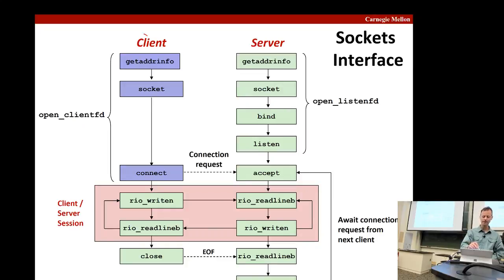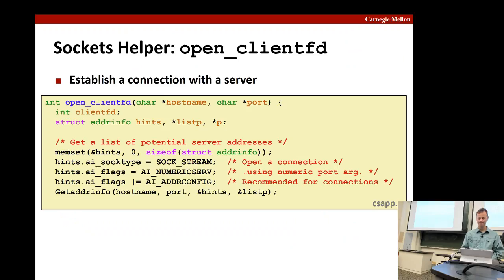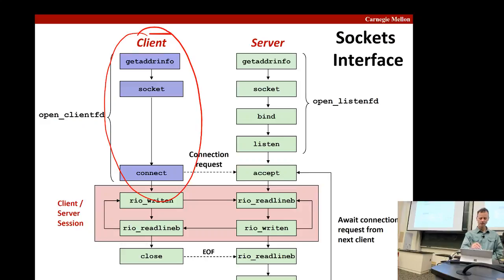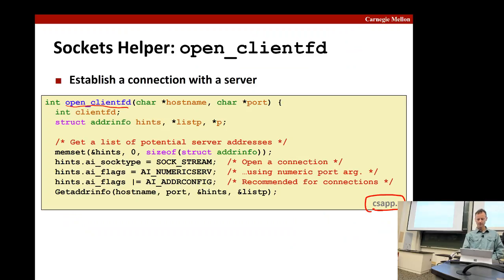All right. Okay, so that's at the high level what's going on. Now let's look at the client and what it actually looks like in code. Again, all this code is available to you for your use in the usual place. So this is the code for open_clientfd. As shown here, it covers this whole range.